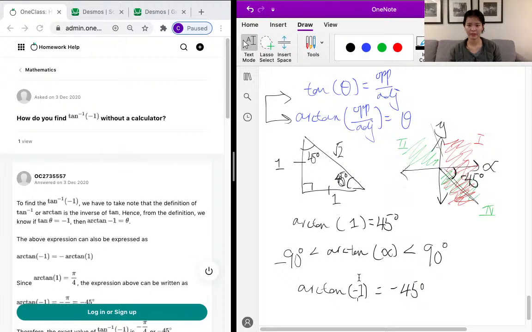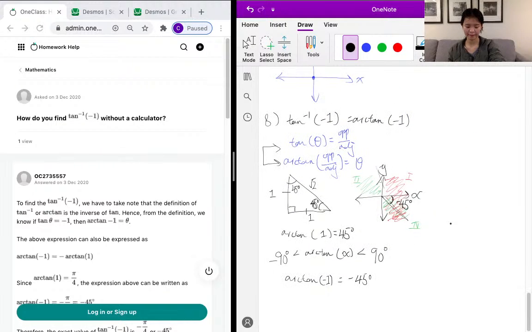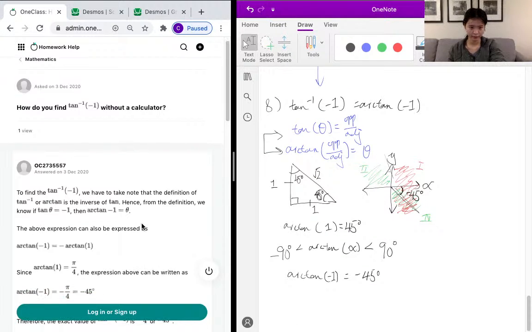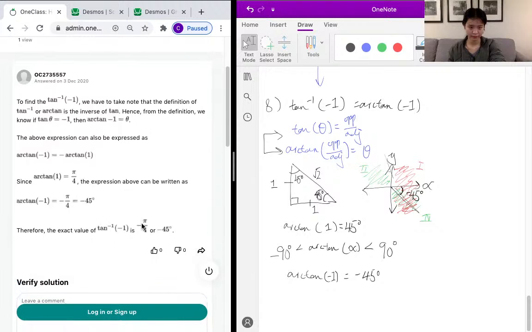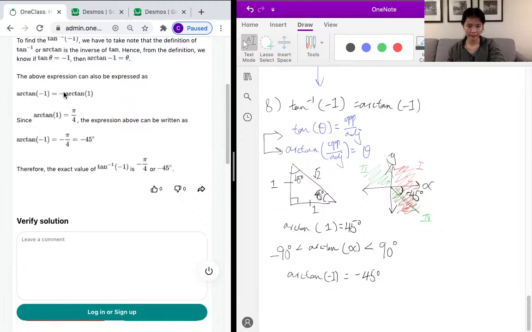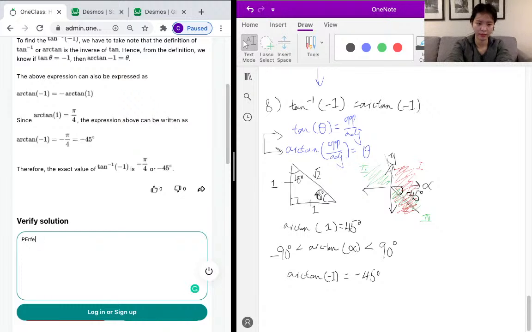Perfect. Now let's look at our sample solution on the left-hand side. Yes, that is correct. -pi/4 or -45 degrees. Perfect. Correct solution.